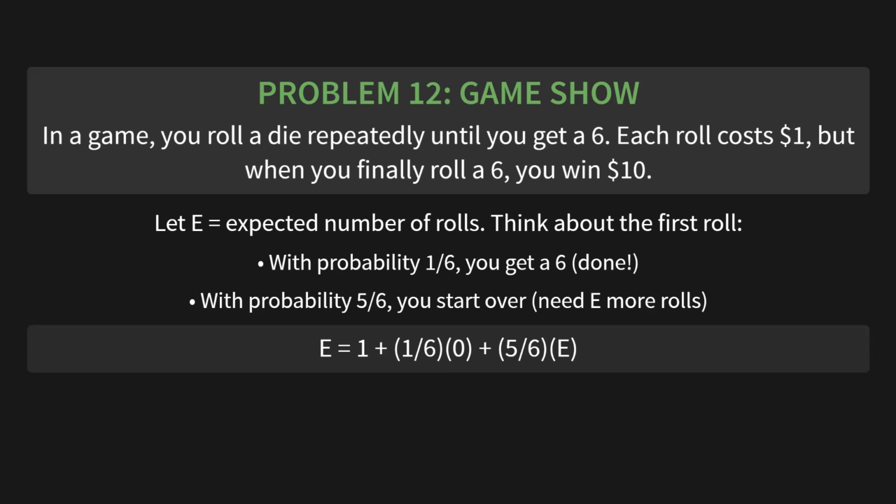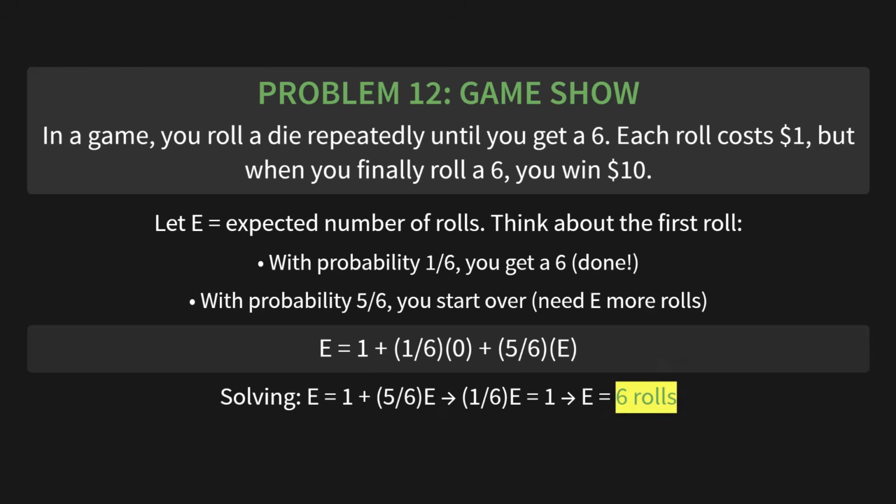That first roll always happens. If you succeed, 1/6 chance, you need 0 more rolls. If you fail, 5/6 chance, you expect E more rolls. Now here's the magic. We solve for E. A little algebra gives us E equals 6 rolls. On average, you'll need exactly 6 attempts to roll that 6. Isn't that beautiful? The die has 6 sides, and you expect to roll it 6 times. There's a poetic symmetry there.